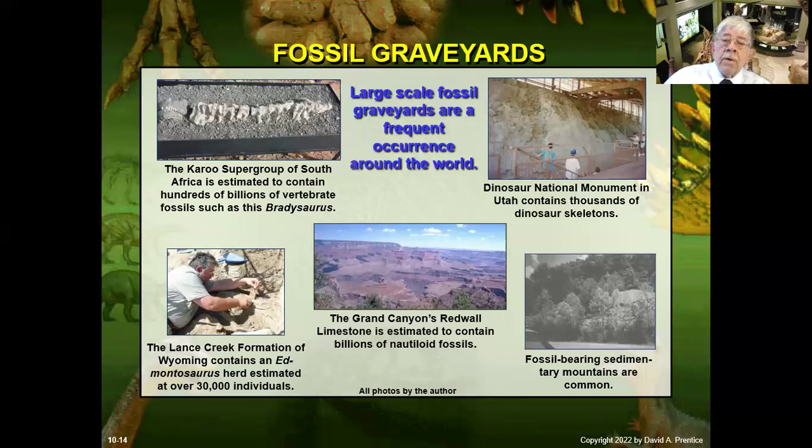A lot of people, the evolutionists, will tell you that something is walking along next to a body of water and it dies, falls in, gets covered over with sediment, and eventually the sediment wears away. Okay, fine. I might be able to swallow that for one individual, but not 30,000 in the same place. And then the Grand Canyon's Redwall Limestone down in the center is estimated to contain billions of nautiloid fossils, sea creatures.